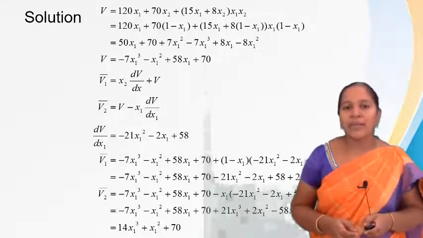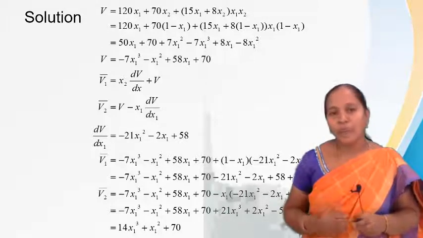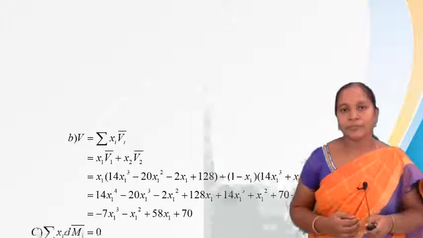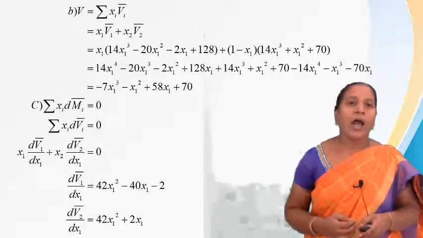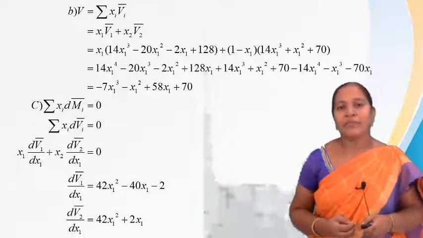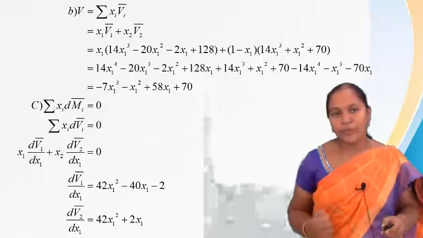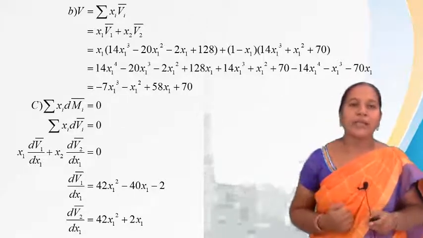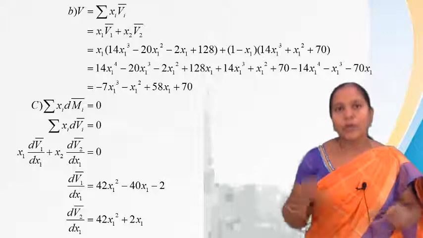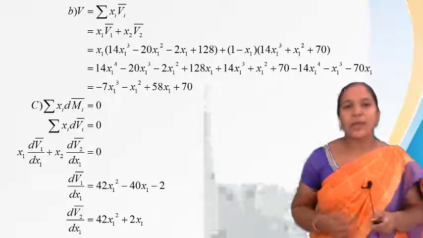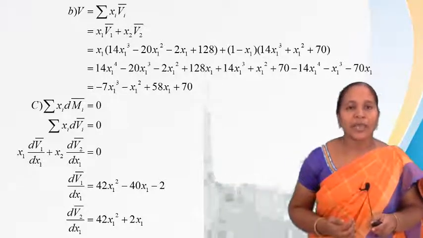Here we get the values of V1 bar and V2 bar. This is the A bit. After calculating V1 bar and V2 bar, coming to the B bit. Here we have to calculate the total volume. Total volume is equal to sigma xi Vi bar.